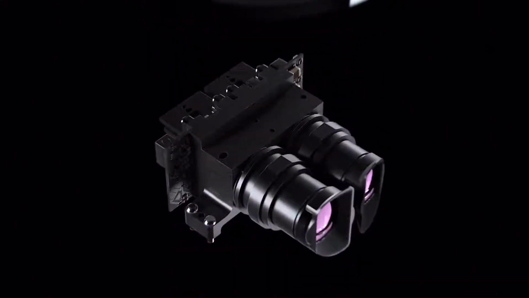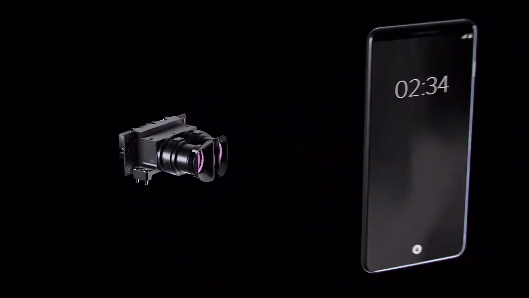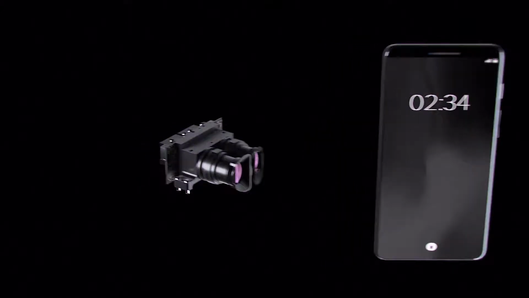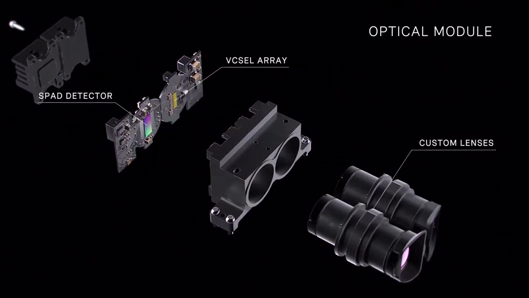Inside is the key to everything we do, our digital Lidar module. It's small enough to fit in the palm of your hand, and yet it's extremely high performance. Instead of hundreds of discrete analog parts, it's made up of 4 key components.